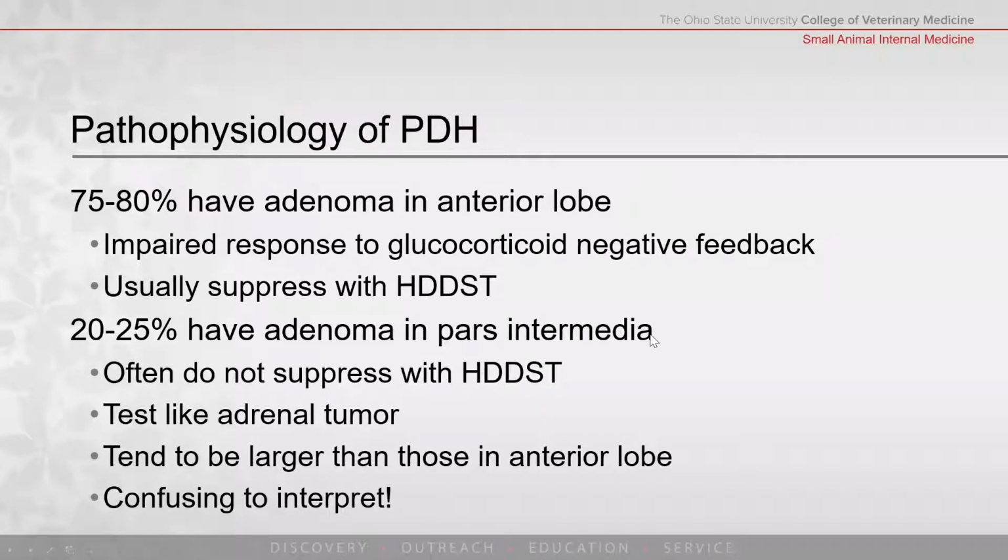20 to 25% of them have adenoma in the pars intermedia, so in a different part of the pituitary. These guys really do not care about that negative feedback. So those guys actually completely ignore even very high doses of cortisol that you can give them. And so they will almost test like an adrenal tumor. And this is why both low-dose dex and high-dose dex are not 100% perfect about determining whether a patient has an adrenal tumor or a pituitary tumor, because this quarter of patients may actually have a tumor that will ignore cortisol even more than most of the pituitary patients.